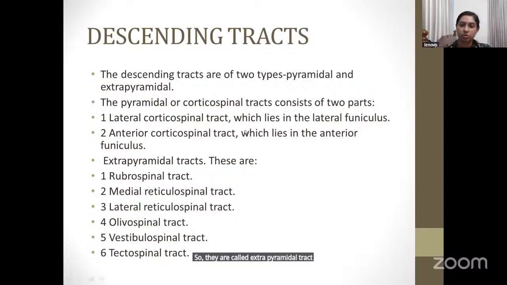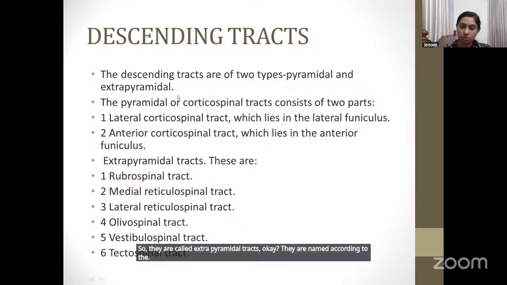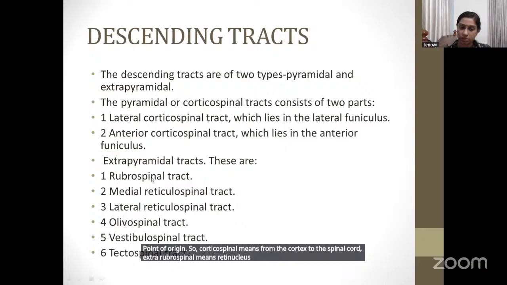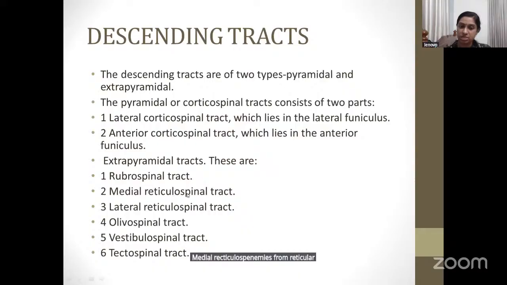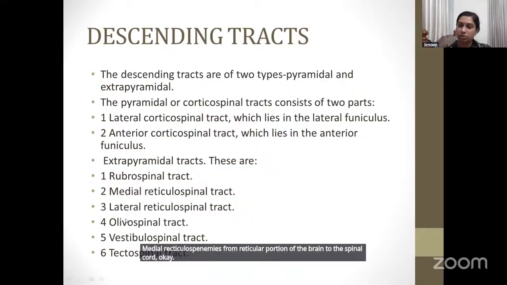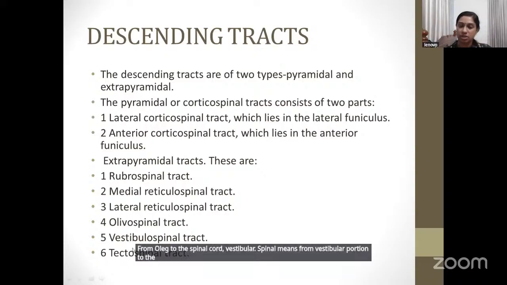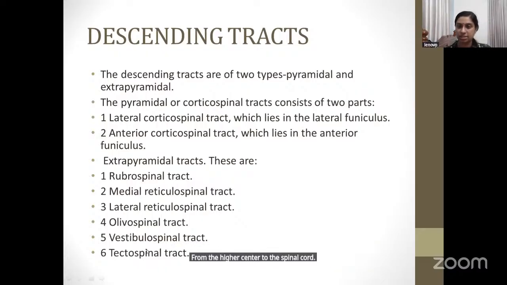They are named according to the point of origin. Corticospinal means from the cortex to the spinal cord. Rubrospinal means from the red nucleus to the spinal cord. Medial reticulospinal means from the reticular portion of the brain to the spinal cord. Olivospinal is from the olive to the spinal cord. Vestibulospinal means from the vestibular portion to the spinal cord, and tectospinal means from the midbrain, that is the tectum, to the spinal cord. So from the higher centers to the spinal cord, these are descending tracts.